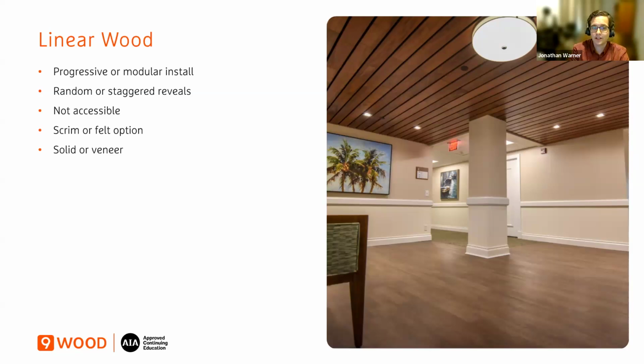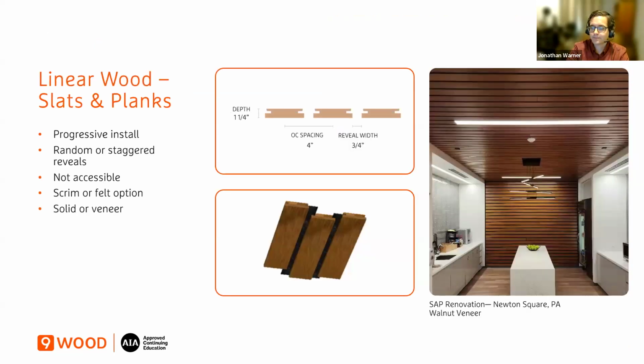So you have a lot of different species and size options, and it can be custom color matched, the exact color and tone you need for your particular project. So again, with linear wood slats, those are progressively installed, and they're going to be random or staggered, not accessible. Scrim or felt, I said, solid or veneer. And oftentimes manufacturers can do the wall systems too that interface with the ceiling, which can be great. So you're not dealing with two different manufacturers, providing from two different sources. It ensures that the wood ceiling manufacturer can provide both, and that the wood and the finish will align and look consistent to one another.